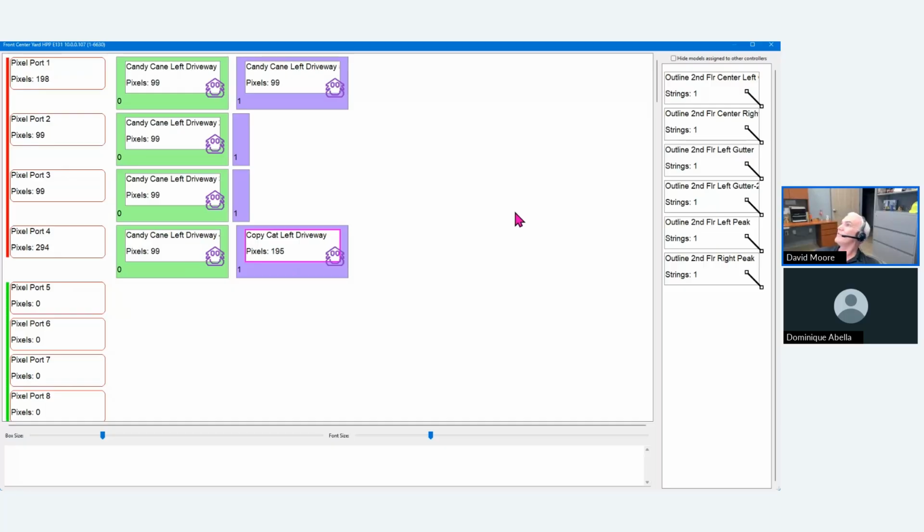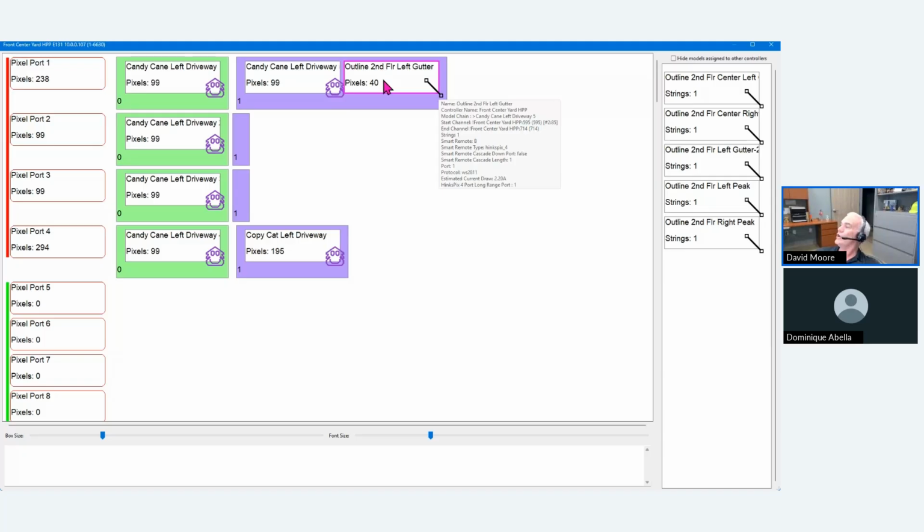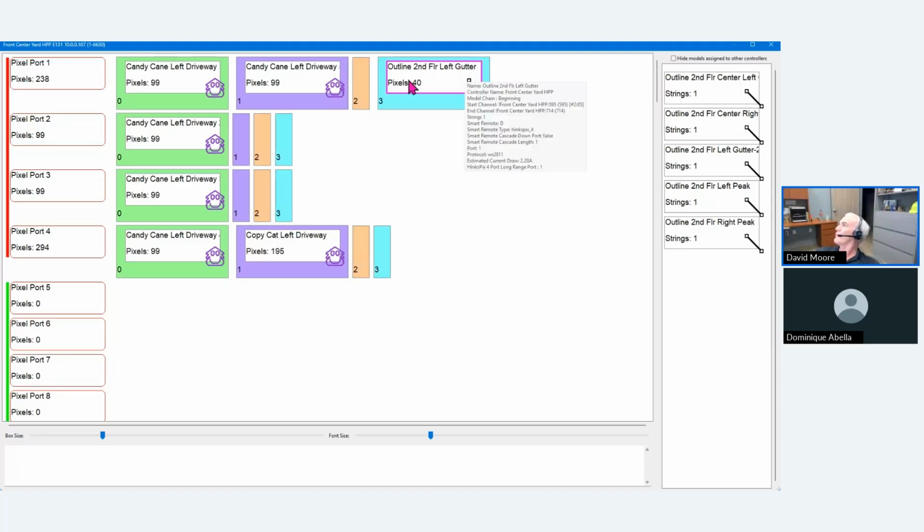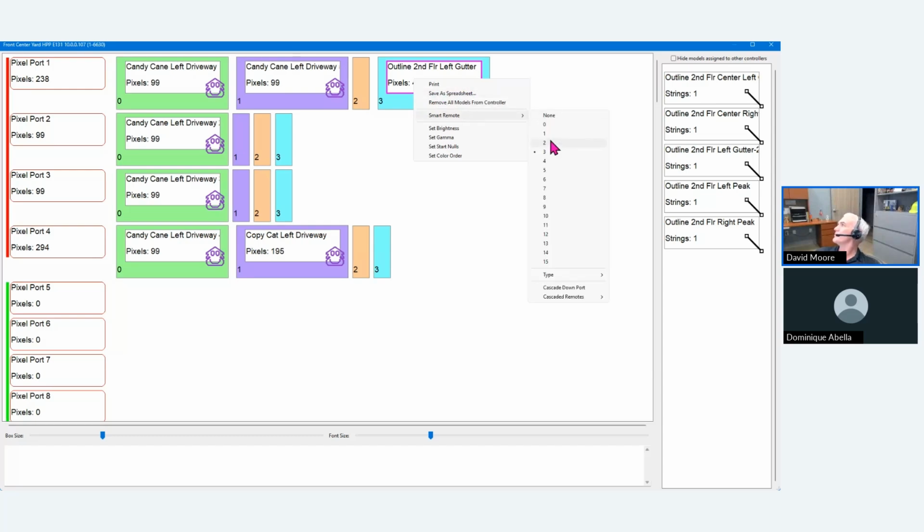Okay, now we have another receiver up on the top of the house. So I'm going to go up here. Now remember, we've got some things daisy chained together. So I'm going to go front, second floor, left gutter, and I'm going to put that up here. And no, it's not on receiver 2. It's now on receiver 3. Oh, I'm sorry, 2. There we go.